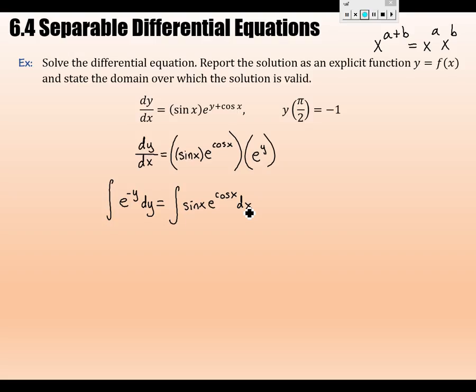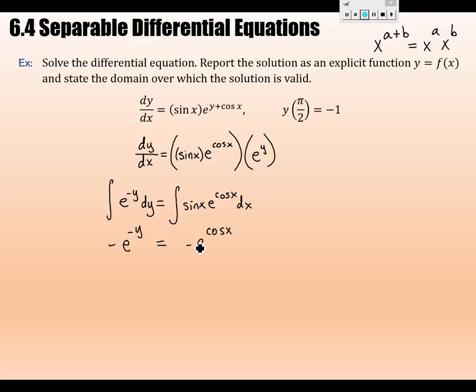E to the negative y. It's actually kind of a u substitution too, maybe. Kind of. Maybe just one we want to do in our head, right? Is that just negative e to the negative y? Right? Integrate that, take the derivative to check on anything that we're taking integrals of. And over here, e to the cosine x, maybe with a negative there too, yes? Just check the derivative and check.